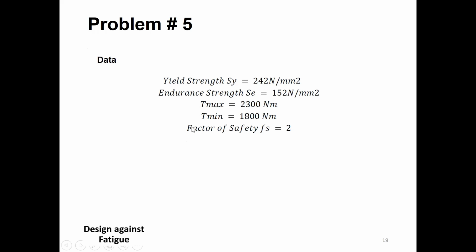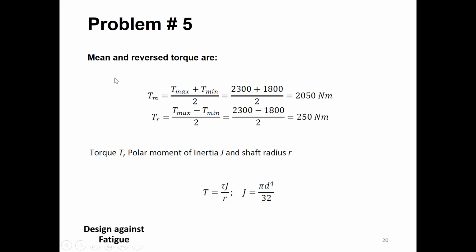These are the values that are given, and then we have to find the diameter of the shaft. So the first point is to calculate the mean and the reverse torque values. The mean torque value is the maximum plus the minimum over 2. So the maximum was 2300, the minimum was 1800, divided by 2. This gives us 2050 Newton meter. The reverse torque is the maximum minus the minimum over 2, so 2300 minus 1800 over 2 gives us 250. These are the two values that we require at the moment, the mean value and the reverse value.